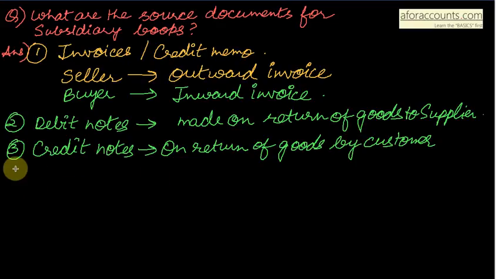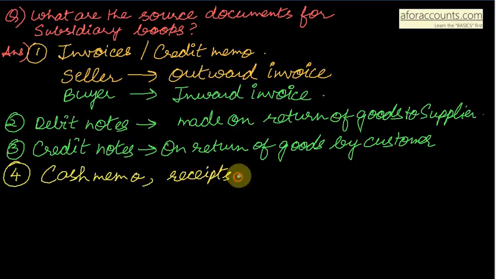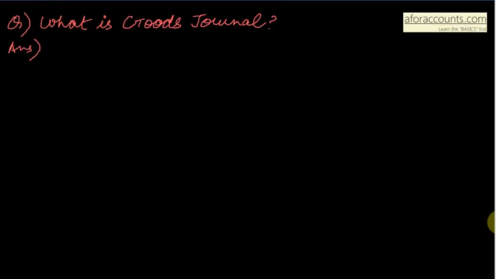Now the fourth point, the basis on which subsidiary books are prepared. Other source documents: other than your credit transaction, you also have cash transactions. So your cash memo, okay, your receipts, vouchers, etc. for your cash transactions. They are also source documents for subsidiary books. Moving on to the next slide.